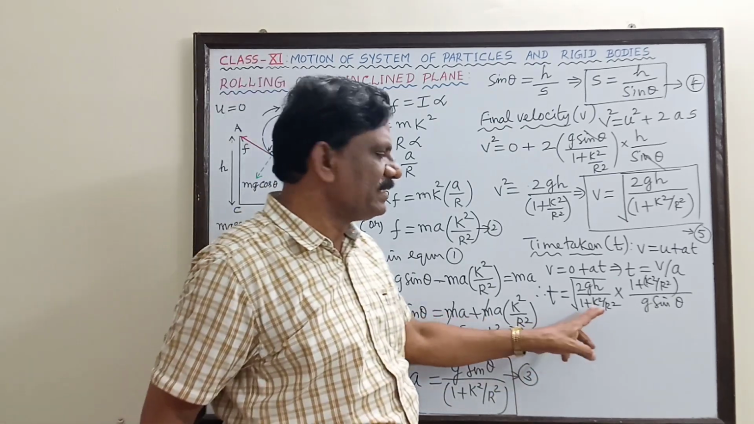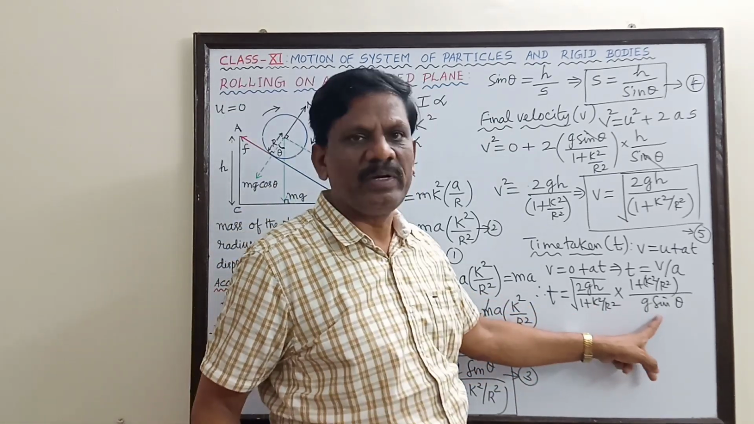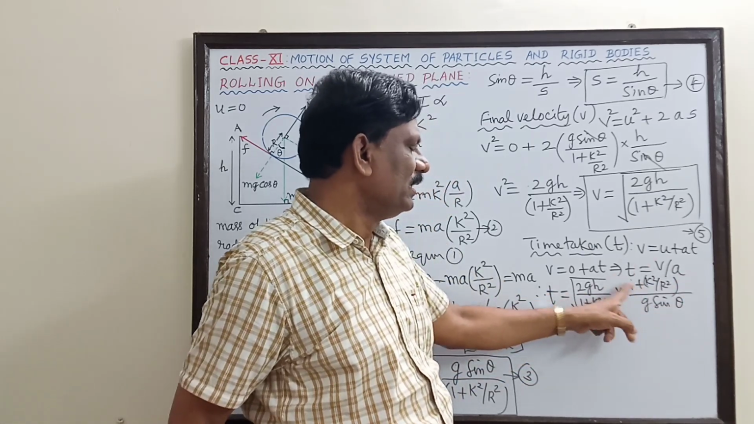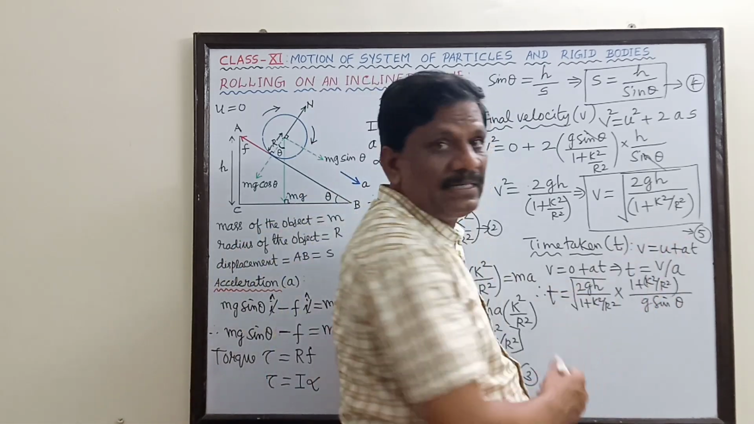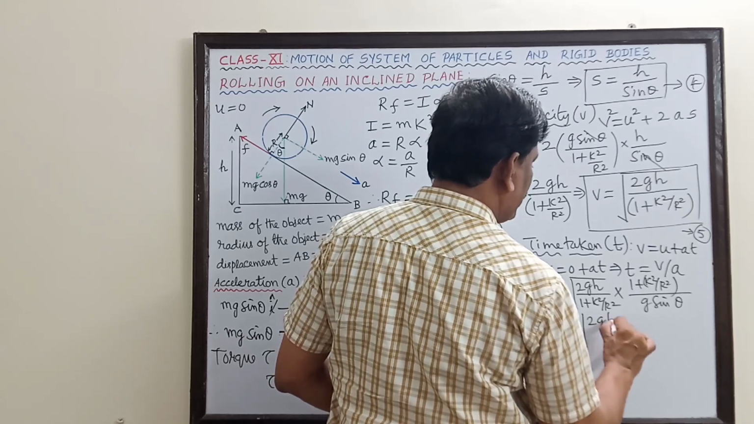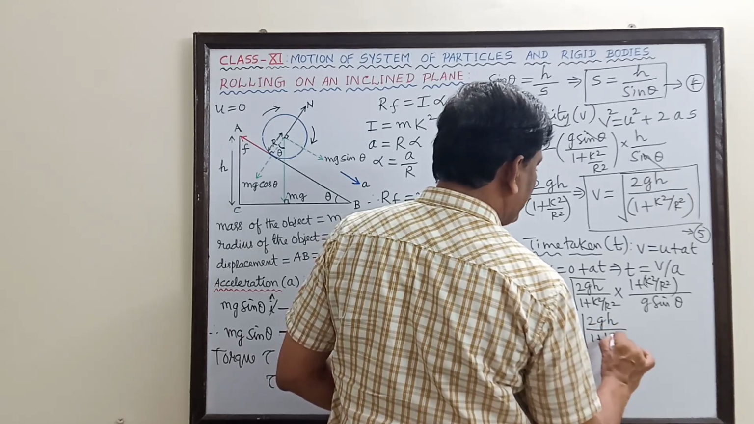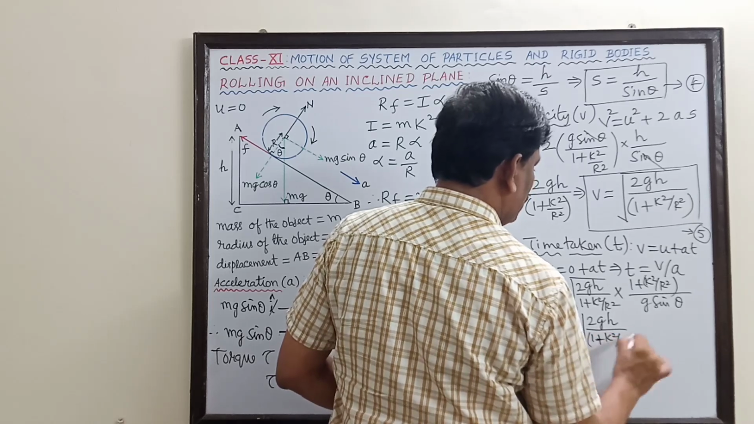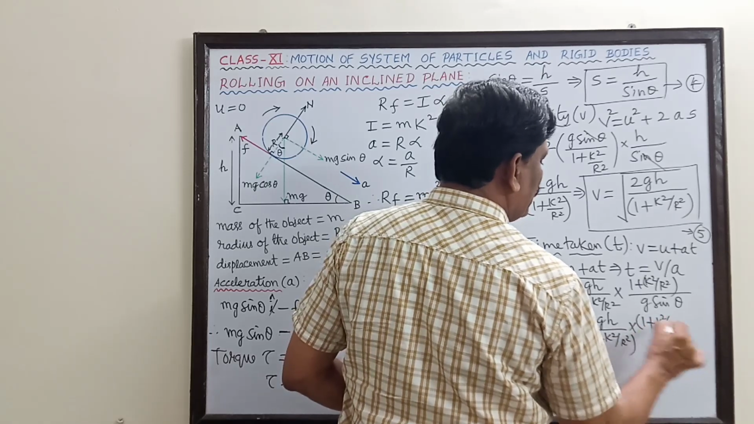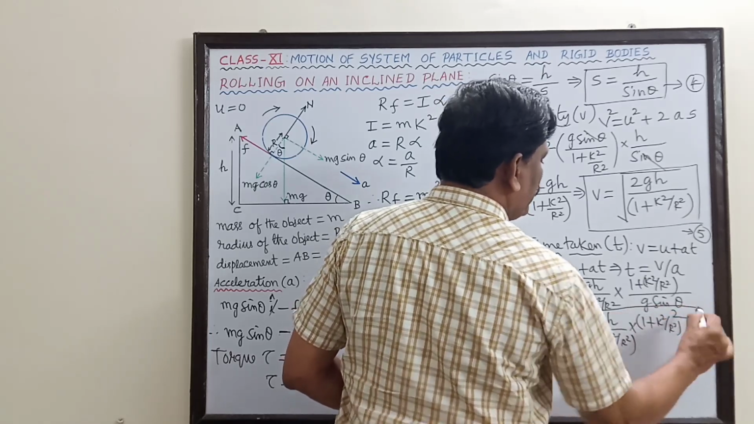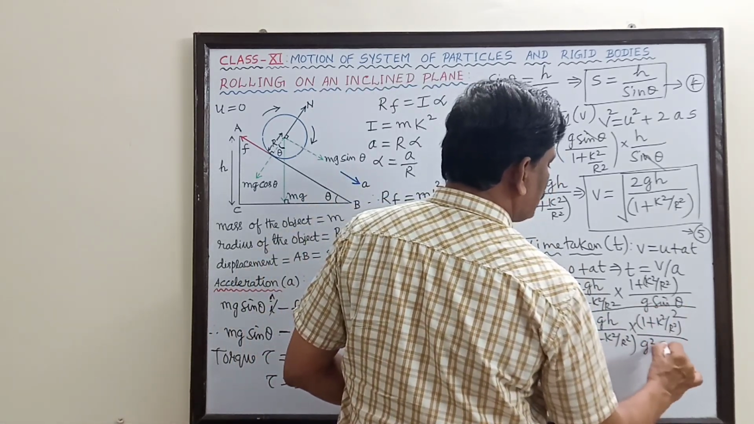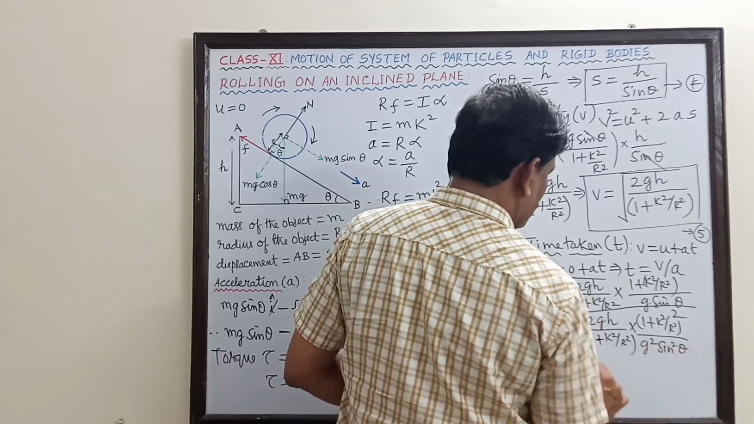Now this term is inside a square root, and this does not have a square root. So if I want to bring this inside the square root, then I can take a whole square. So this is also equal to the square root of 2gh divided by 1 plus k square by r square into, here 1 plus k square by r square, but when it is brought inside the square root it will become whole square, divided by g square sin square theta.